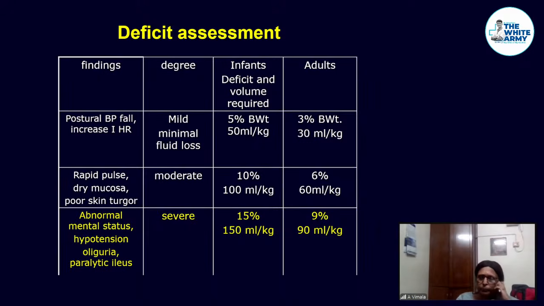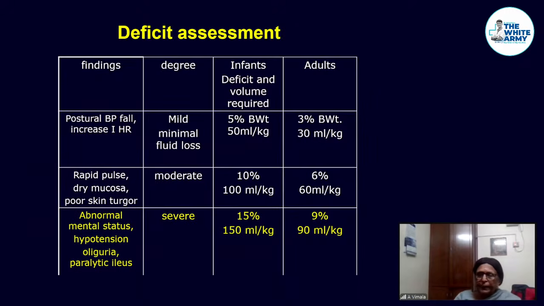But if the patient has got an abnormal mental status, persistent hypotension, oliguria is established, and there are no bowel sounds as in this patient, it is considered as a severe degree of hypovolemia. In infants, it is 150 ml per kg, that is 15% of the body weight. And in adults, it is 9%, that is, the fluid requirement is 90 ml per kg.